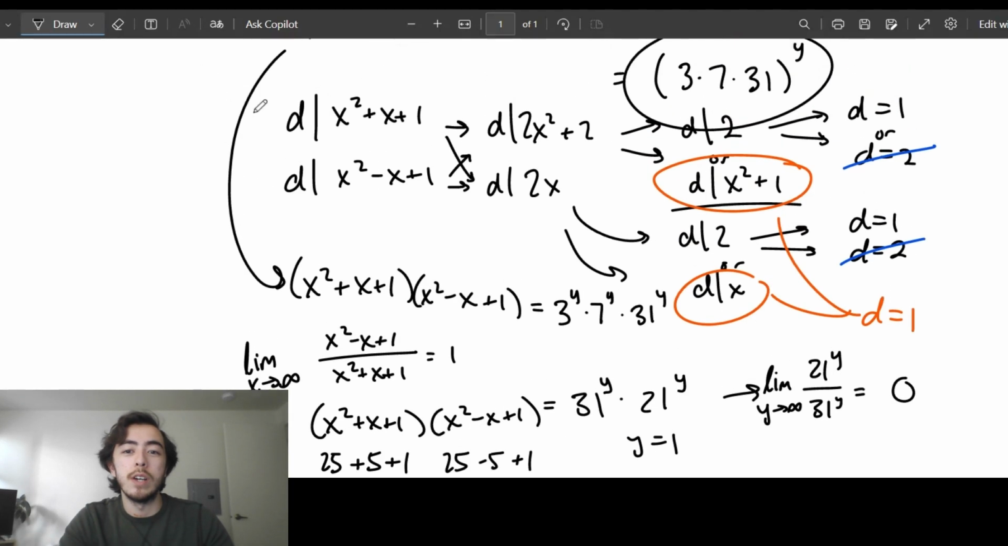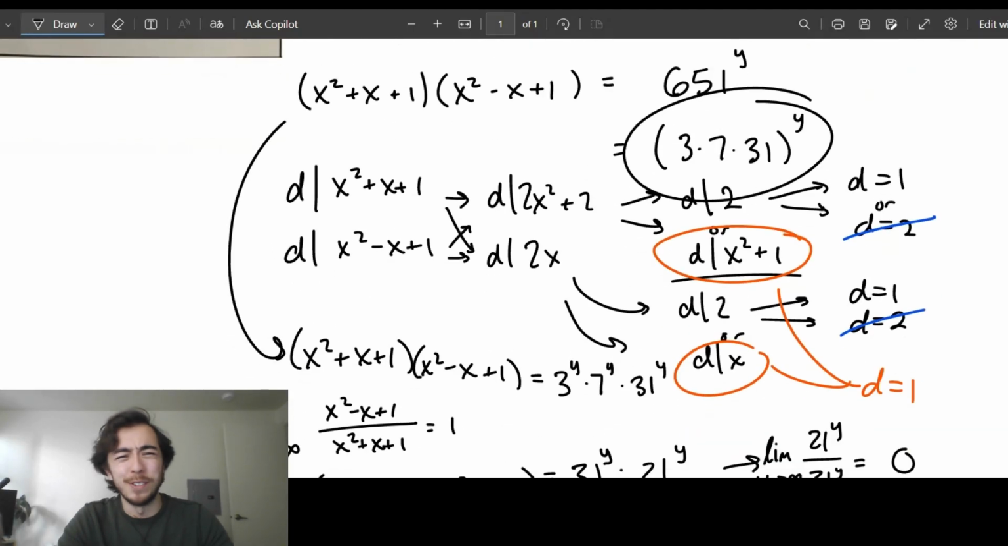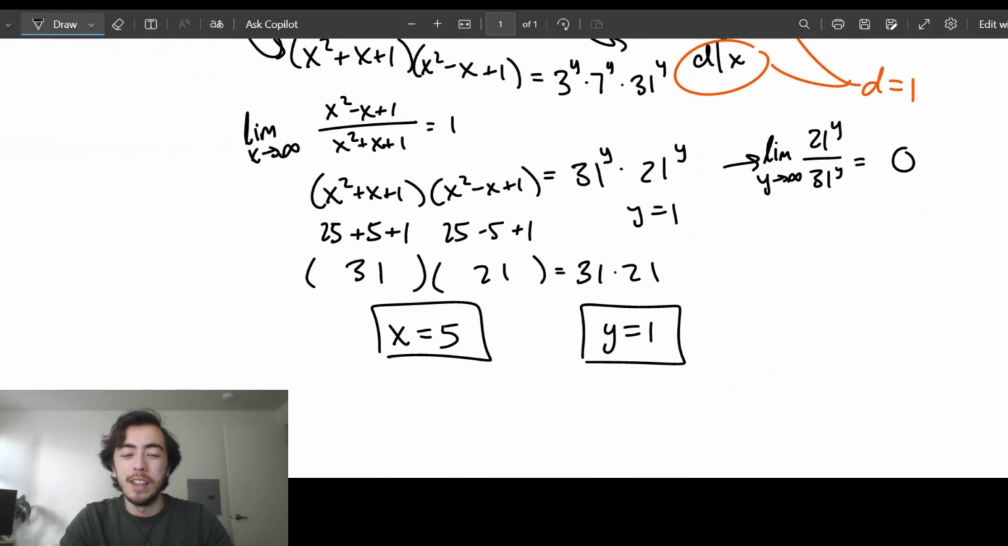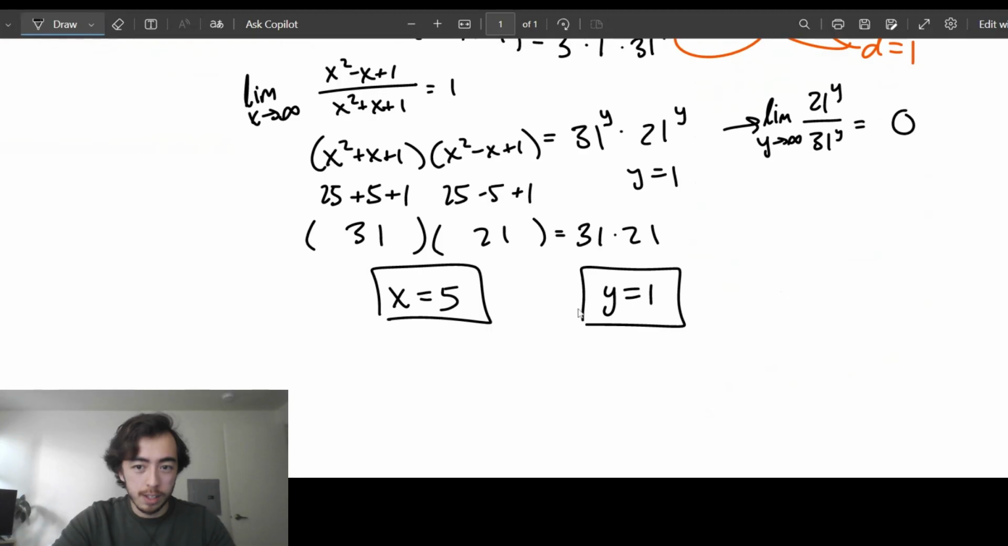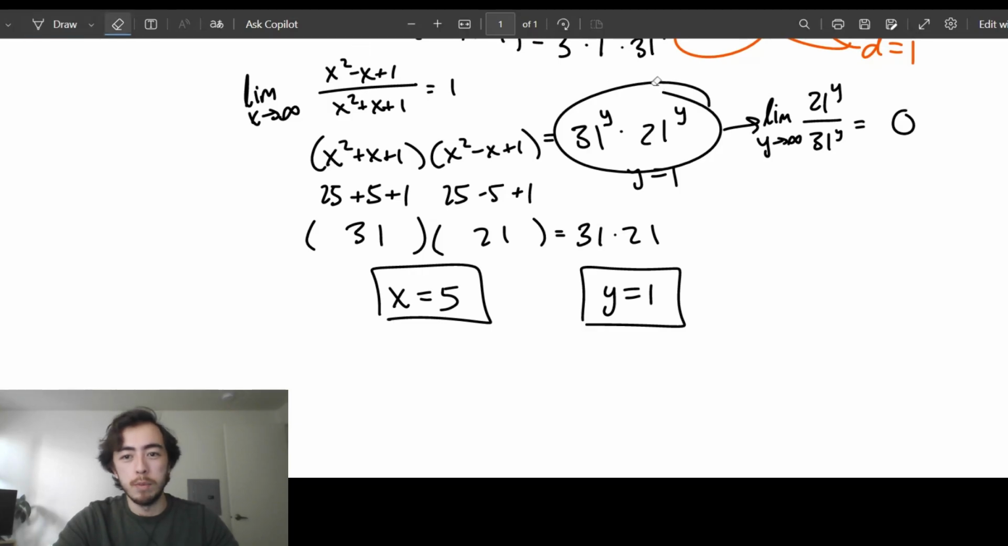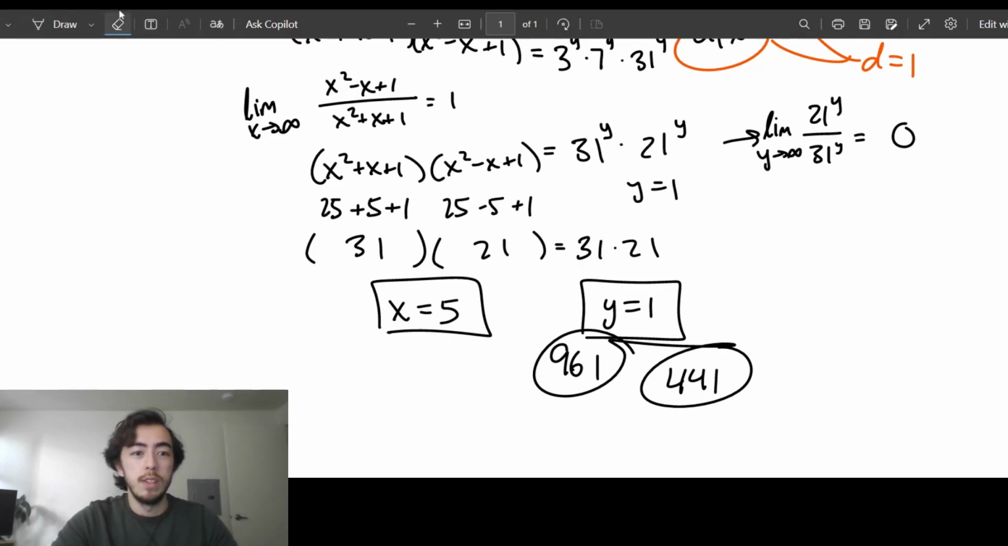And I did all of this other work with divisors and coprimality, don't know if that's a word, just to show that we don't need to keep looking for other solutions. Because if we pick, say, y is equal to 2 for a sec, these two numbers would be super far apart. This is going to be 441 and then 961. I'm already noticing that this is more than double the other one.